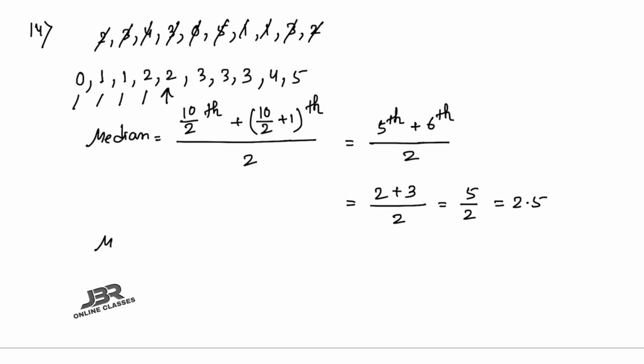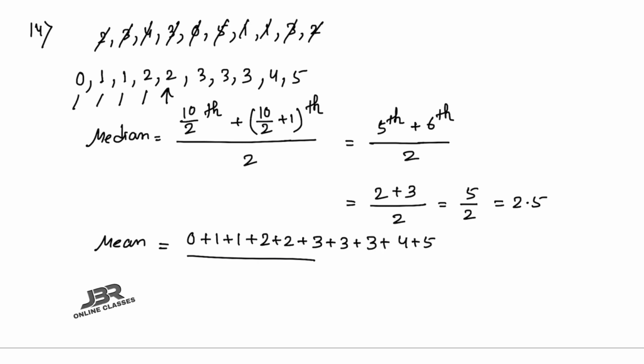Now next you also have to find the mean. Mean means you have to add these numbers. So 0 plus 1 plus 1, 2 plus 2, then 3, 3 and 3, then 4 plus 5, and divide by 10. So now add it: 0, 1, 2, 4, 6, 9, 12, 15, 20 and 24. So that means 24 by 10, that is equal to 2.4 as your answer.